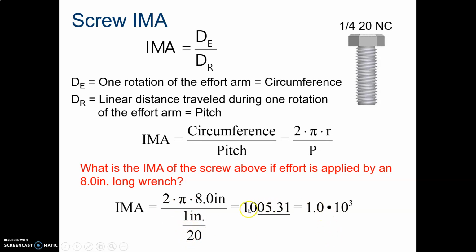And so we get 1005.31. You do not need to write it in scientific notation. This number is perfectly okay, and you could have rounded it to 1005.